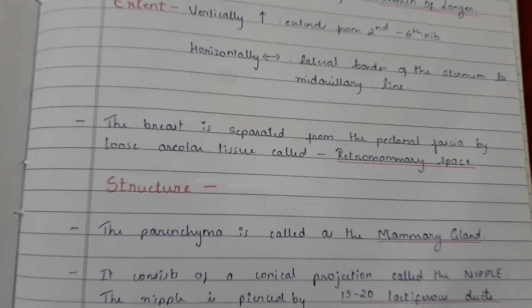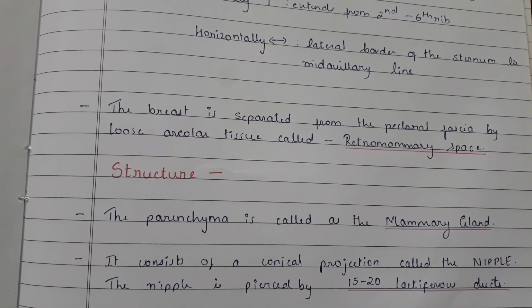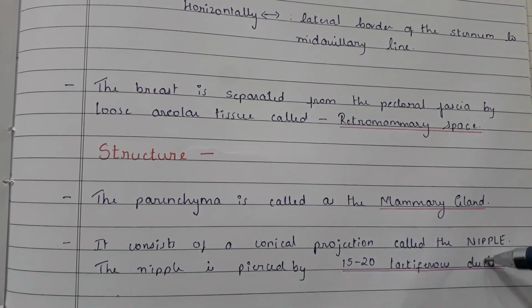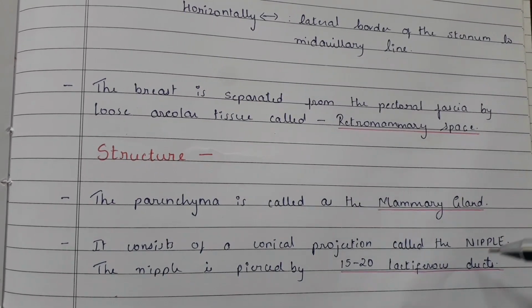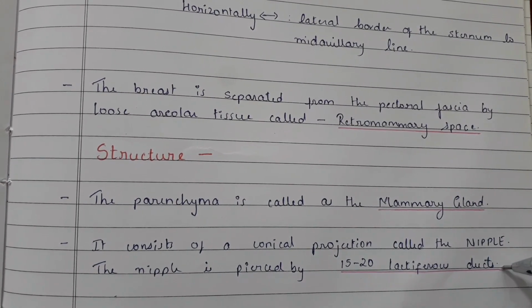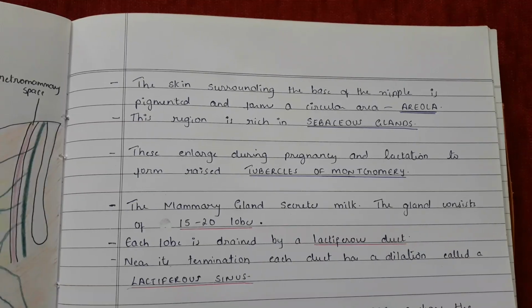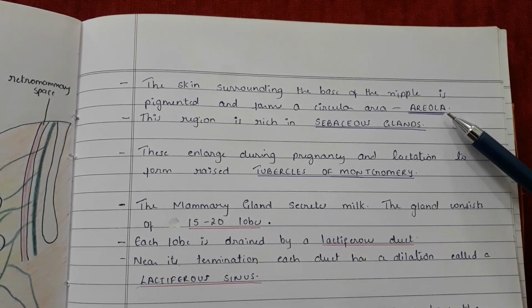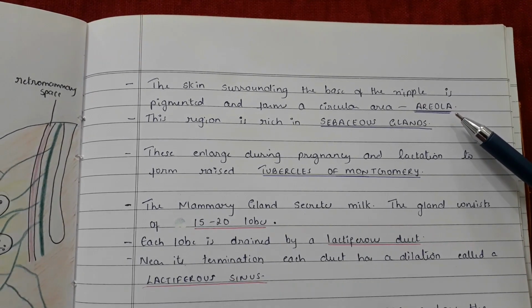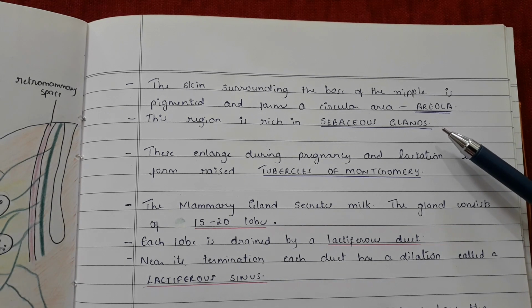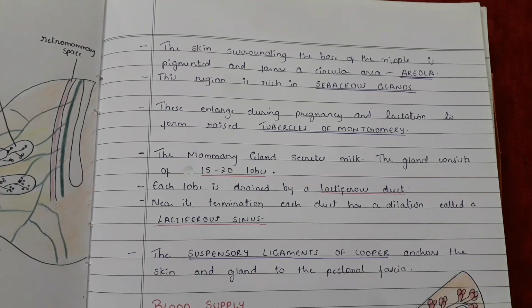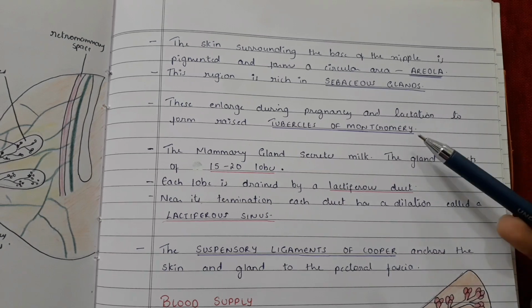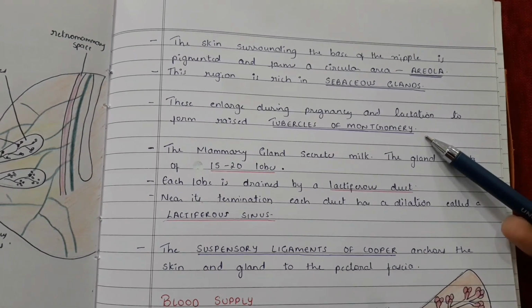Structure of the breast. The parenchyma is called the mammary gland. It consists of a conical projection called the nipple. The nipple is pierced by 15 to 20 lactiferous ducts. The skin surrounding the base of the nipple is pigmented and forms a circular area called the areola. This region is rich in sebaceous glands. These enlarge during pregnancy and lactation to form raised tubercles of Montgomery.